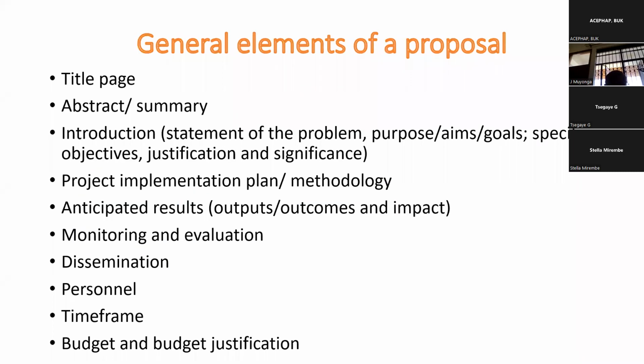Now you've decided you're going to actually go ahead and develop a proposal for a given funding agency. Most proposals are required to have these elements. Some may not require a summary, some do, but mostly the general elements include a title page, a summary or abstract, an introduction, which has a problem statement, purpose, specific objectives, justification, and significance, the methodology or implementation plan, anticipated results, monitoring and evaluation.